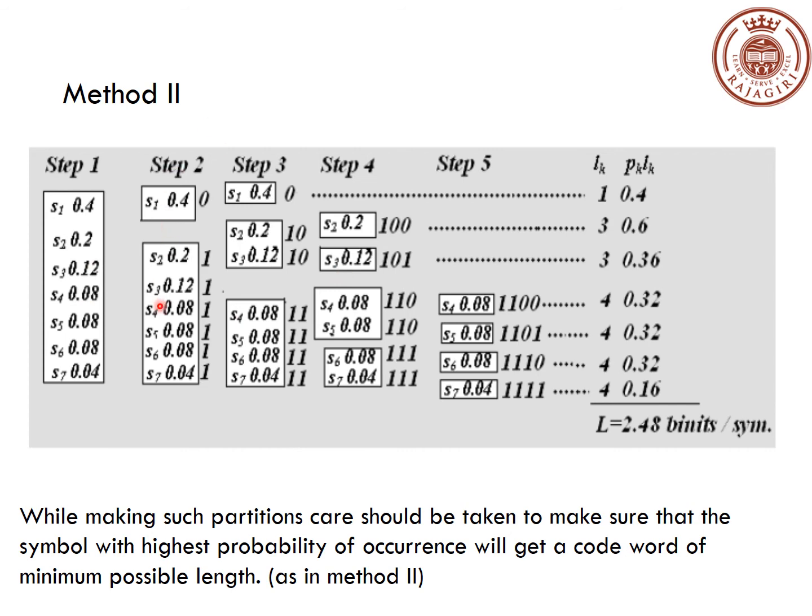As we proceed further, it's the same question, but the only thing is the grouping is different. You can see that the average length that you get here is 2.48 bits per symbol, whereas in the previous case it is 2.52 bits per symbol. So it's the same question. In both slides we have followed the Shannon-Fano coding scheme, but the groupings have made the answers different. This is the shortcoming of the Shannon-Fano coding scheme. While making such partitions, care should be taken to make sure that the symbol with the highest probability of occurrence will get a code word of minimum possible length. That is ensured in method 2.